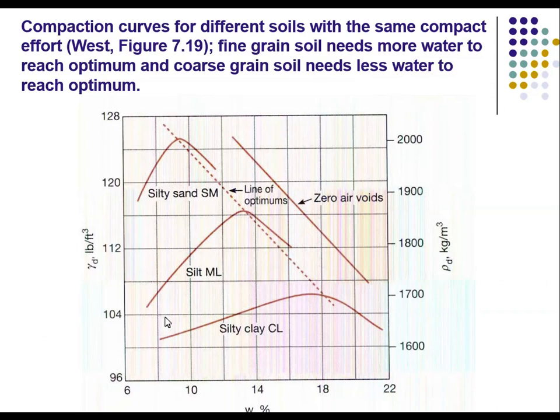Now, I showed you this graph or figure earlier, and I just want to point out here that different types of soils need different amounts of water to reach optimum, to reach maximum unit weight or dry density. If you look here, silty clay material needs almost maybe 16-17% water content to reach the maximum density. And if we take the silty sand, this might need 8 or maybe 9% water content. So in general, fine grain soil needs more water to reach optimum, and coarse grain soils need less water to reach optimum. Okay.